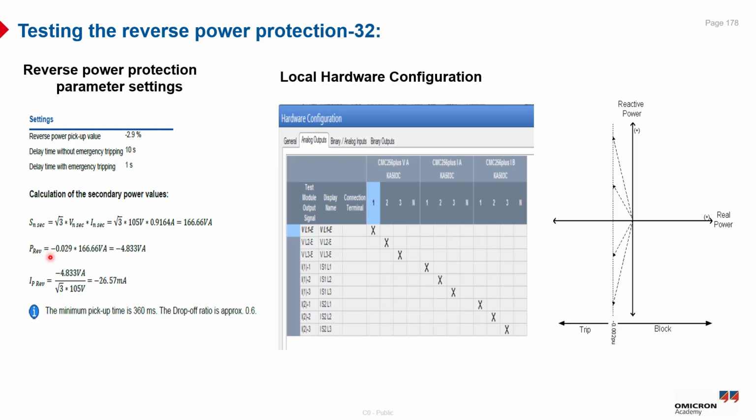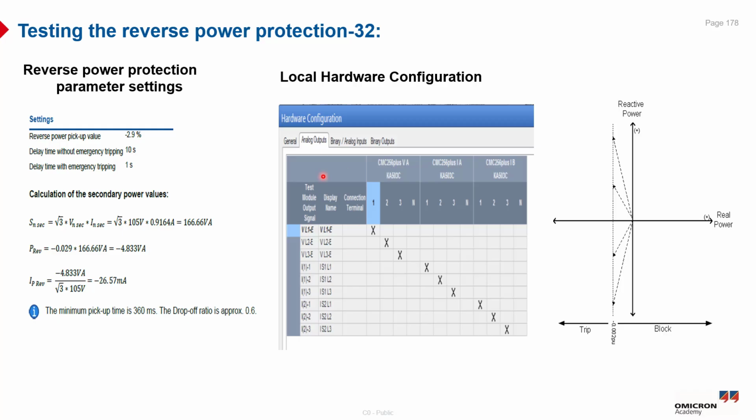Then you can use the reverse power setting, which is minus 0.029 per unit, to calculate the actual volt ampere values, and from this ratio we can get the current in this setting, which is minus 4.8 divided by root mean square of 3 multiplied by the rated secondary generator voltage, which is 105 volt. So the current will be 26.57 milliamp. So in this test we are verifying the reverse power protection 32, but for a nominal secondary voltage, the pickup value of minus 2.9% corresponds to a secondary current of about 26.57 milliamp.